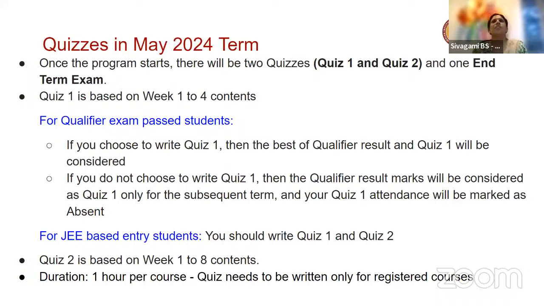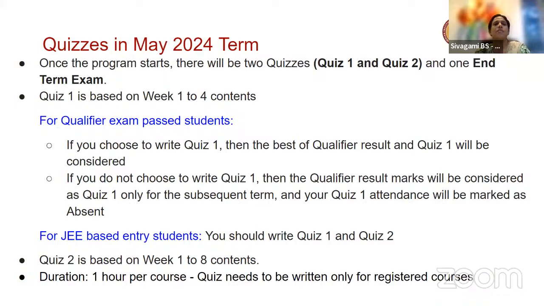Okay. Now that we are already into the program, our first step is going to be the quiz 1 exam. So the quiz 1, you would have known it has been scheduled on July 7. The program structure is such that we have two quizzes, quiz 1 and quiz 2. Quiz 1 is based on week 1 to 4 contents, and quiz 2 is between 1 to 8 contents.